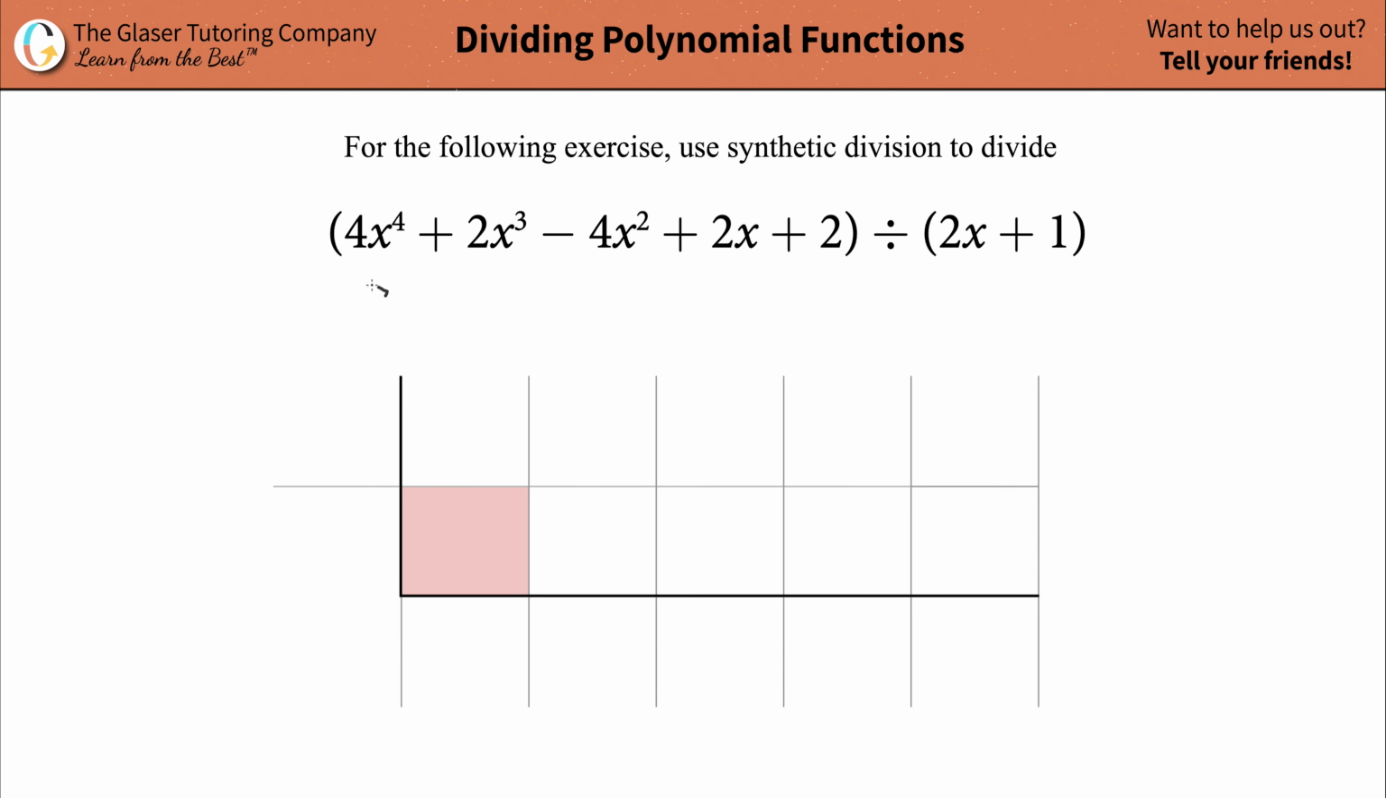with the following example. 4x raised to the fourth plus 2x cubed minus 4x squared plus 2x plus 2, all being now divided by 2x plus 1.